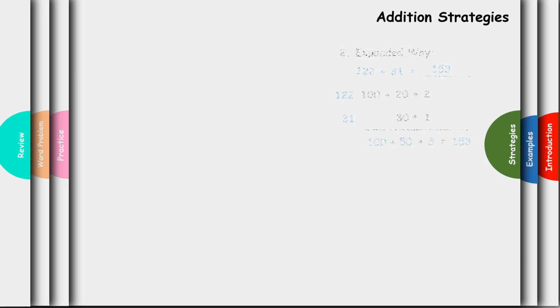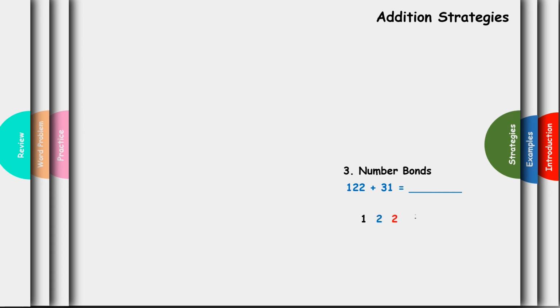But let me show you one more strategy. It's called the number bonds strategy. Let's still use the same number sentence. 122 plus 31 equals blank. I'm using black color for the hundreds, blue for the tens, and red for the ones, because we will need to add the ones together, then the tens, then the hundreds.